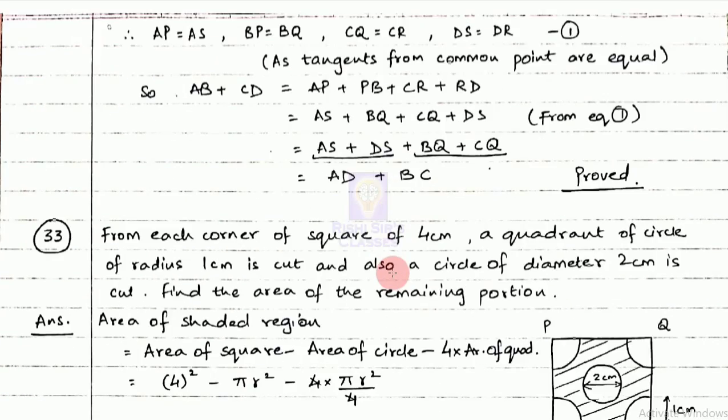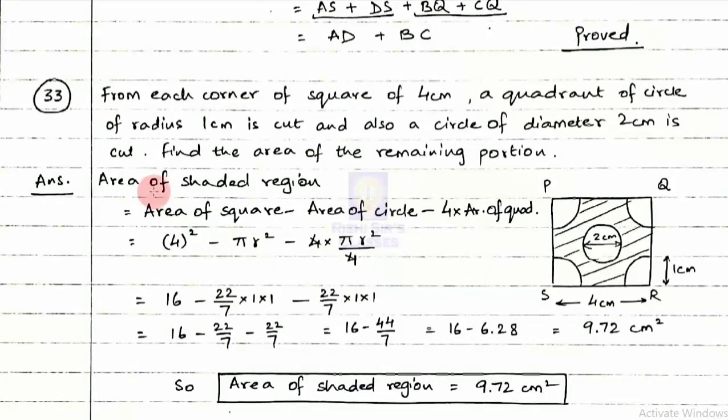Moving on to question number 33. From each corner of a square of 4 cm, a quadrant of a circle of radius 1 cm is cut, and also a circle of diameter 2 cm is cut. Find out the area of the remaining portion. We have been given the square. We need to cut the 4 quadrants so that we can find out the area of the shaded region.